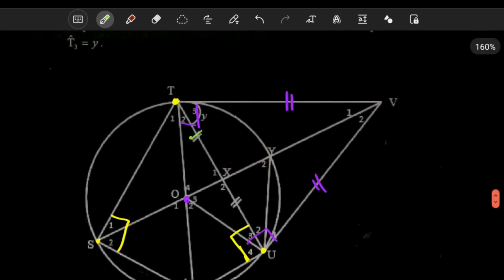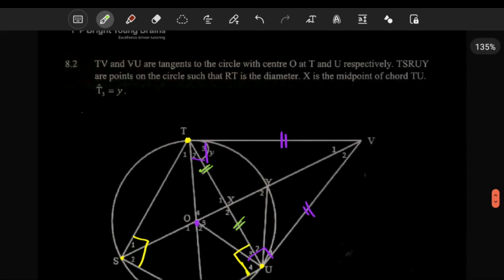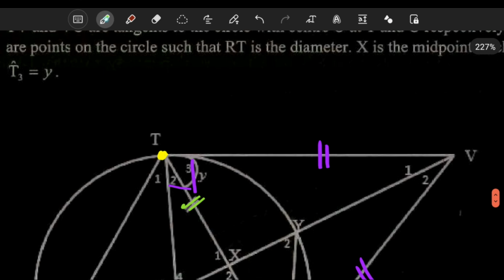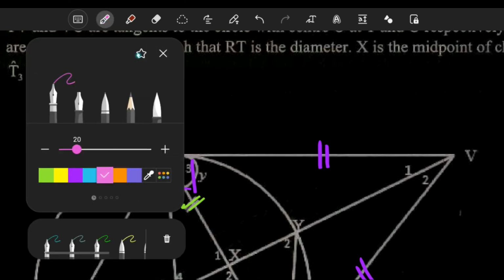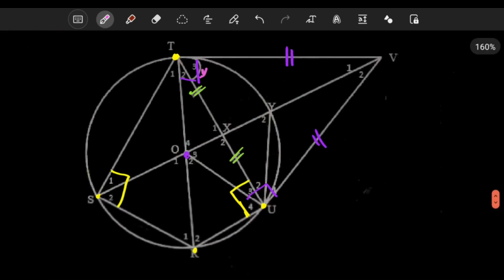Okay, so much information. The idea with Euclidean geometry is, don't rush it. Where are you rushing to? Read your description nicely, put your stuff down nicely, and you'll have a good time. Here it then says T3 is equal to Y. Let me label this Y here nicely. T3 is equal to Y. Okay, I guess we're ready to rock and roll.